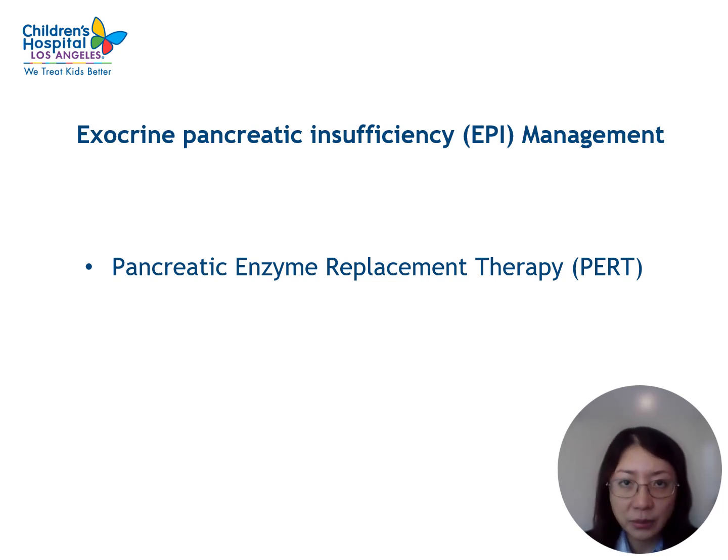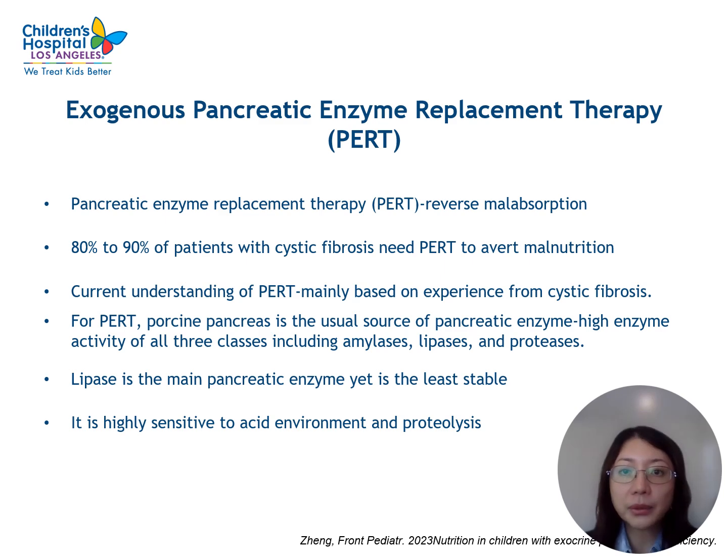And once you diagnose a patient with EPI, you need to start pancreatic enzyme replacement therapy. It's called PERT. So PERT can reverse malabsorption, and around 80 to 90% of patients with cystic fibrosis need PERT to avoid malnutrition. And as I mentioned earlier, the current understanding of PERT is mainly based on experience from cystic fibrosis. And for PERT, porcine pancreas is the usual source of pancreatic enzymes.